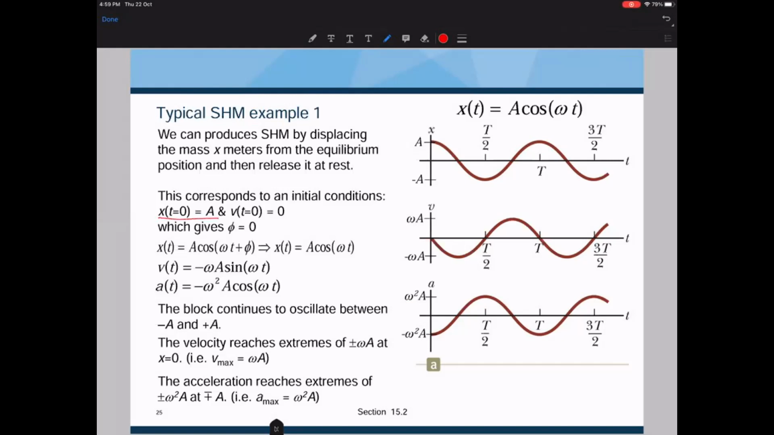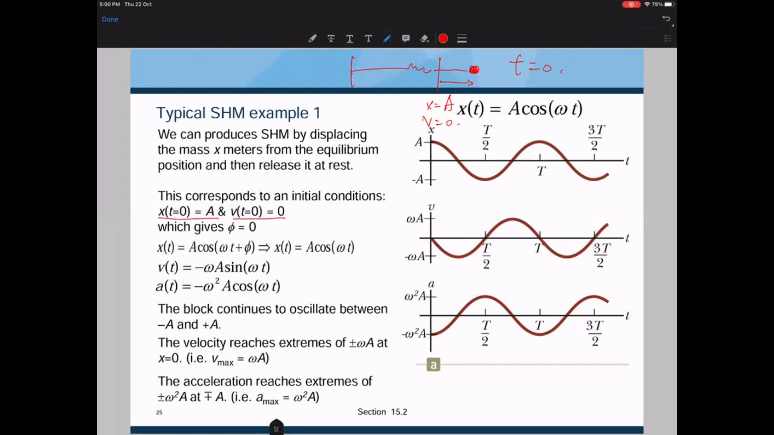x at time equals 0 is A, and v equals 0 at time 0. Now, what does that actually mean? Basically, it refers to a particle that is held at a distance A from the equilibrium point and kept stationary at the beginning. So when time is 0, the particle is at the location x equal to A. And because it is held stationary, v is equal to 0. That is the situation.